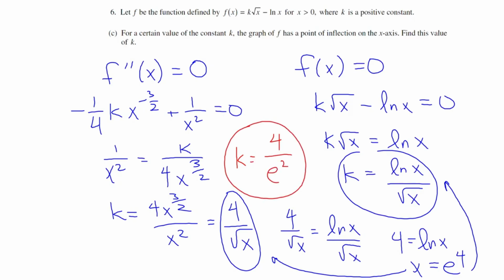And they gave you 3 points here for that. 1 point for setting either f double prime of x equal to 0 or f of x equal to 0. 1 point for getting this equation here in one variable, and 1 point for the final answer. And that's the end of this function FRQs, question number 6 from the 2007 AP Calculus AB exam.